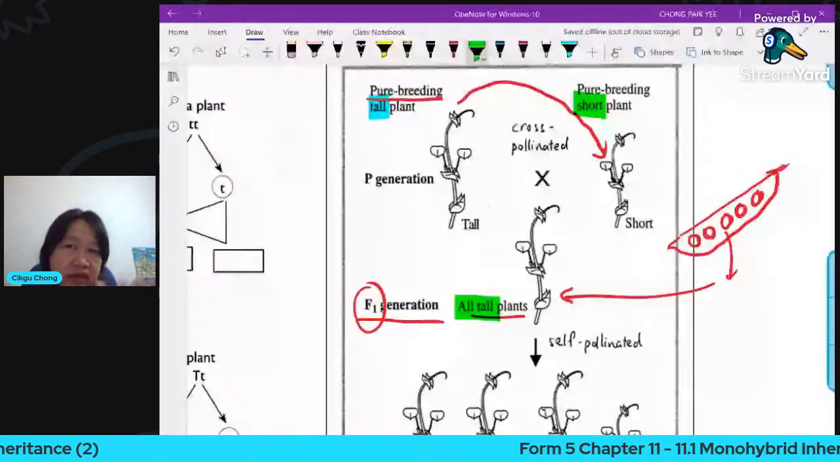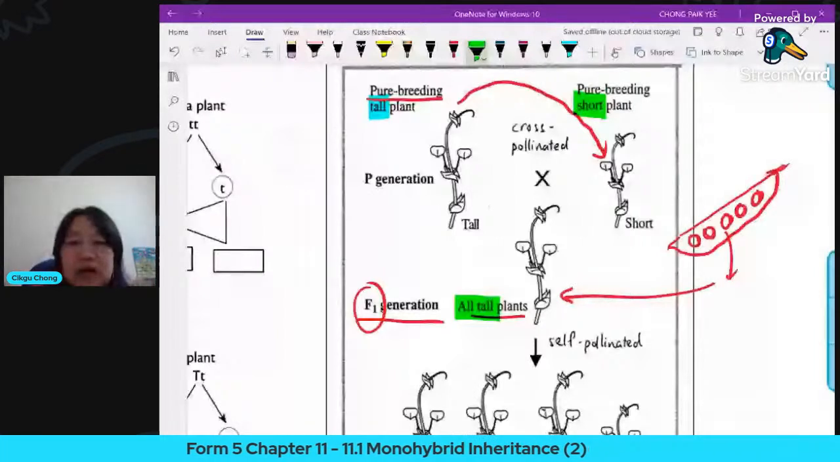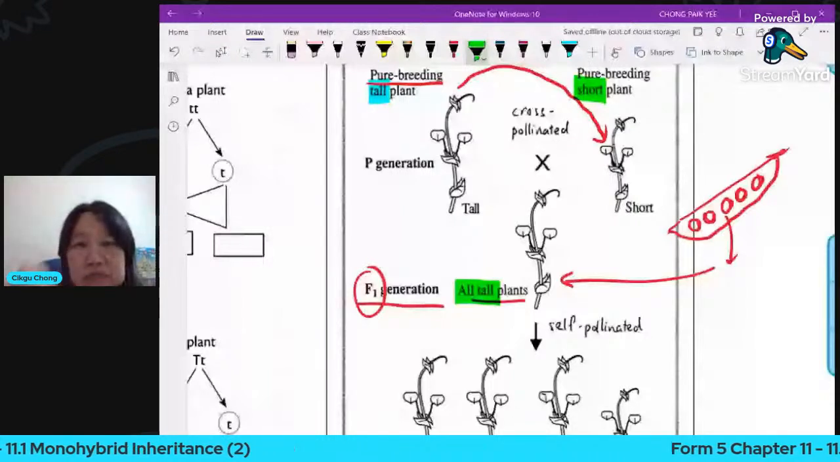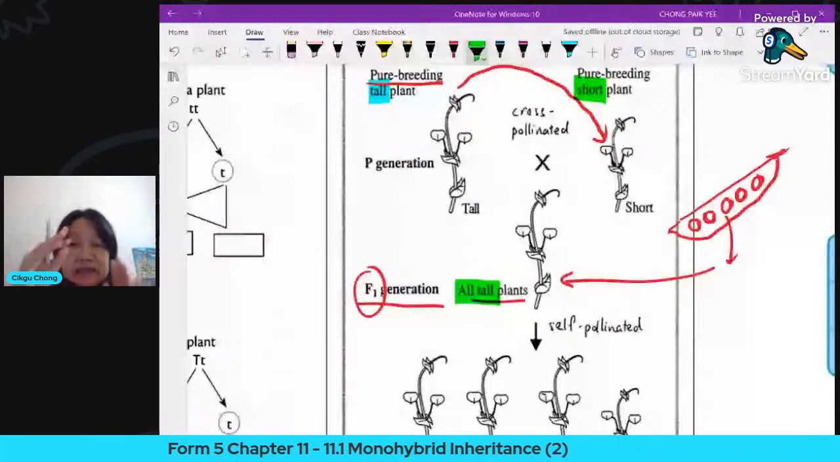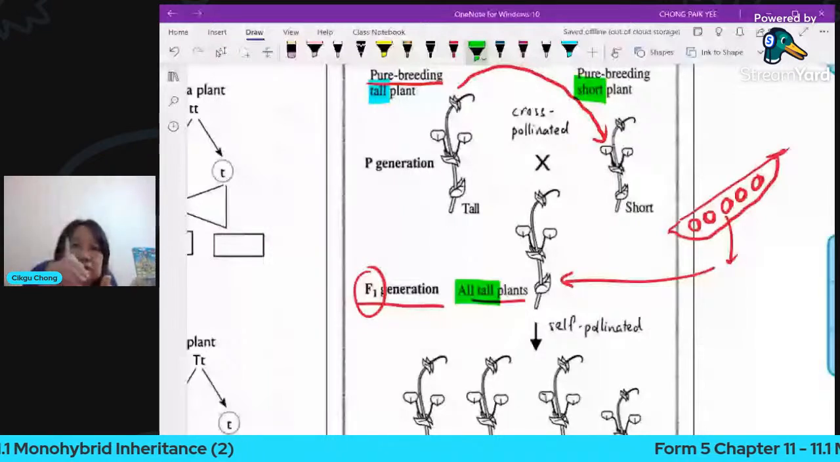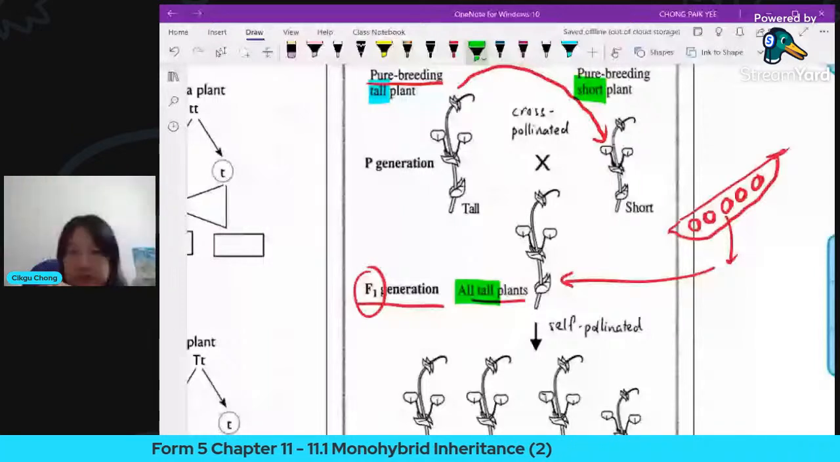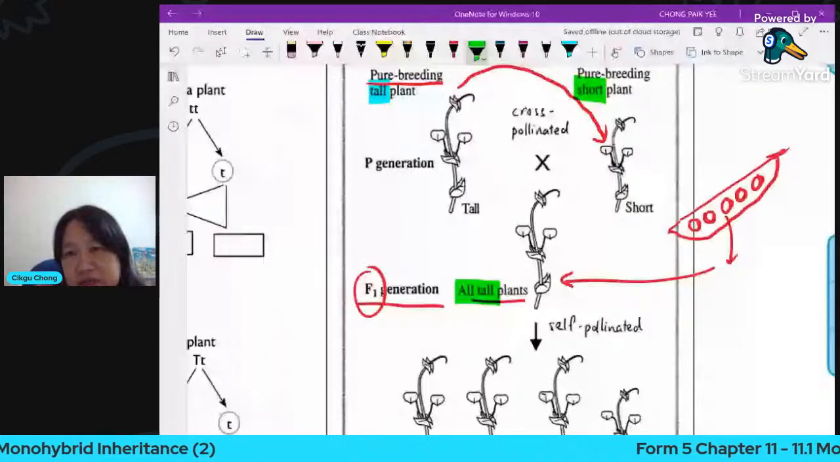Never mind. He carried on the investigation. Now all these tall plants, he self-fertilized. He did self-pollination. What is self-pollination? Again, he took the pollen grain from the same plant and put it onto the stigma of either the same flower or a different flower, it doesn't matter, as long as it's on the same plant. So it will self-pollinate. After that, it will grow pods, so you're going to have another generation of pods.